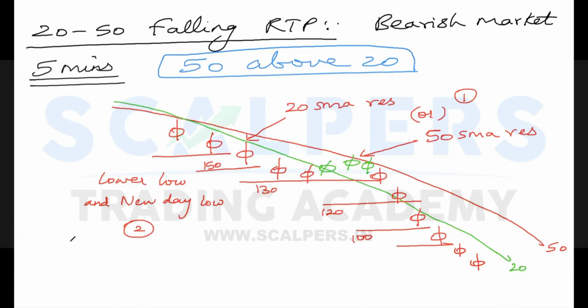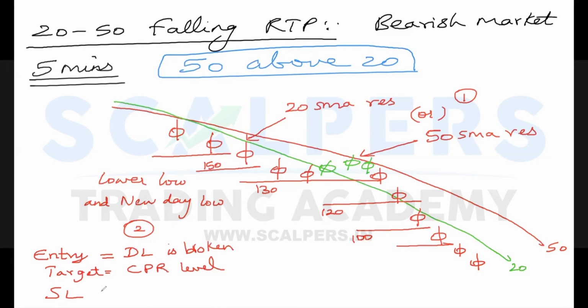Now, when you take a short position, your entry is when the day low is broken. When the day low is broken, you go for a short entry. Your target is the nearest CPR level. Your stop loss is above the 20 SMA.